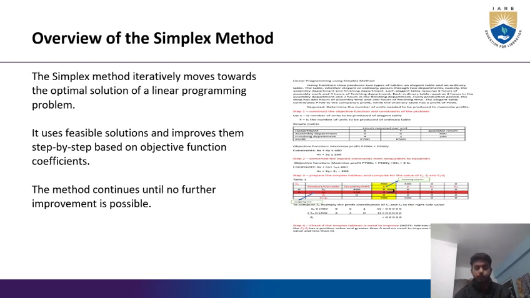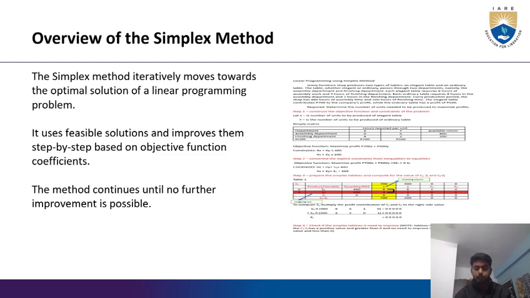Setting up the initial table. Organize all your equations and objective function in a table. It is also called the simplex table. Rows equal constraints plus objective function, whereas columns equal decision variables plus slack variables plus solution.